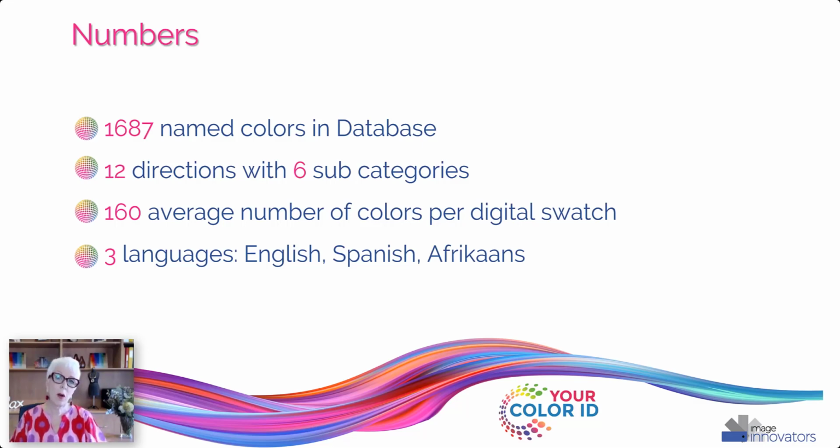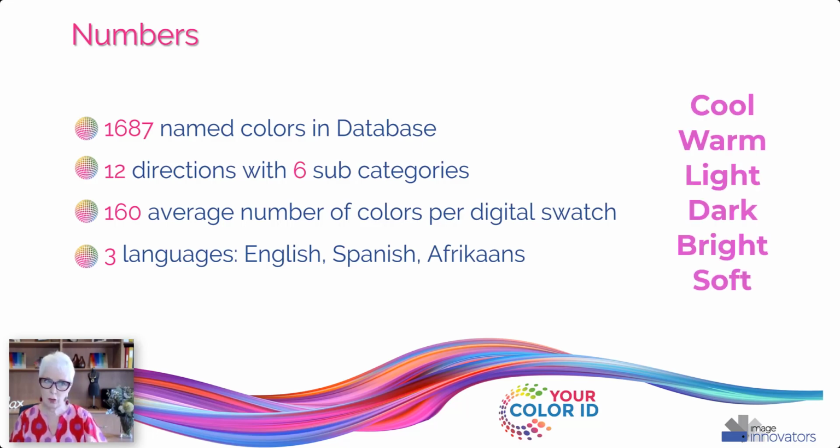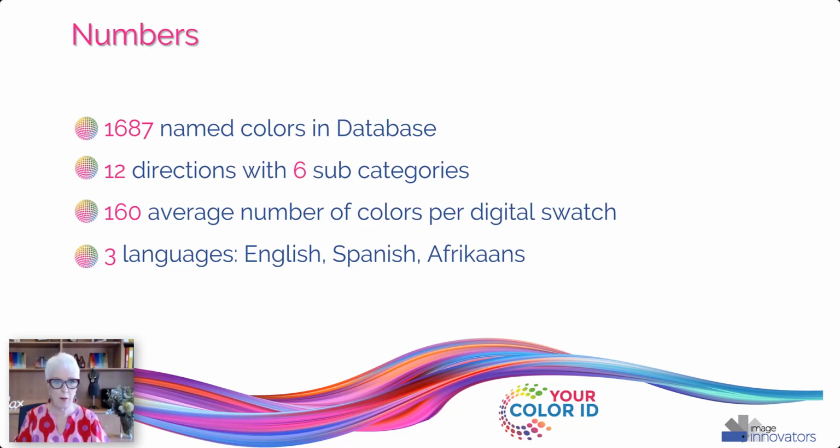Also, there are 12 directions. So we've always had swatches that have 12 directions, and there are 6 sub-directions. So you'll learn about what the sub-directions are. These are going to make the swatch even more succinct for your clients. So when I say the 12 directions, the cools, the lights, the softs, the brights, the darks, those are the terminologies we use. Cool summer, you might hear it that way as well.